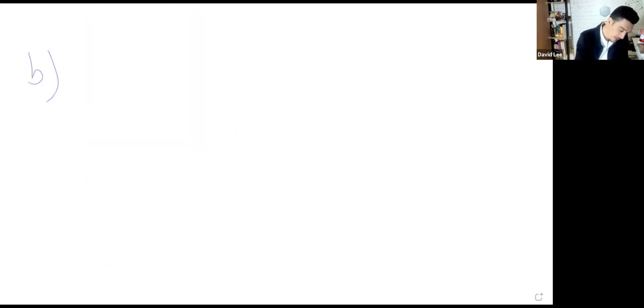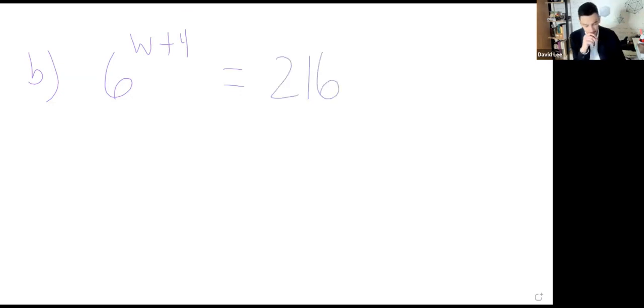For example B, let's go with 6 to the power of w plus 4 equals, let's say, 216. You see, right away, I do not have the convenience of the previous problem, because in the previous problem the bases were identical. Here, not so. This says 6 and this says 216. However, we can get creative. Instead of 216, we can write something that 216 is known to equal. 216 is the same as 6 to the power of 3.